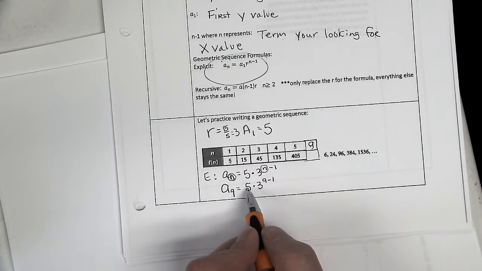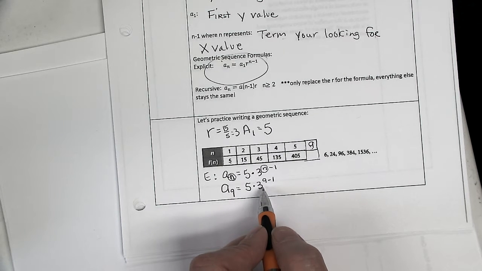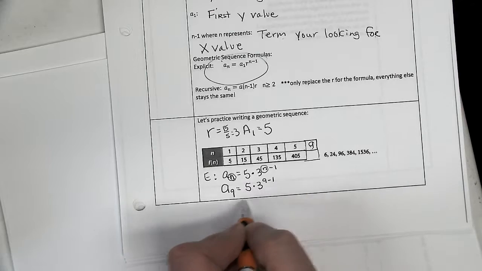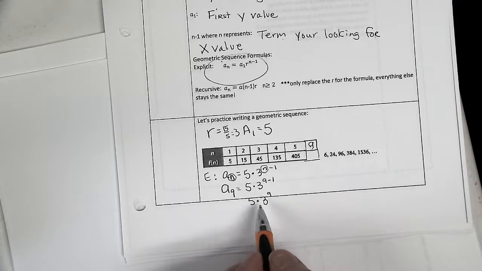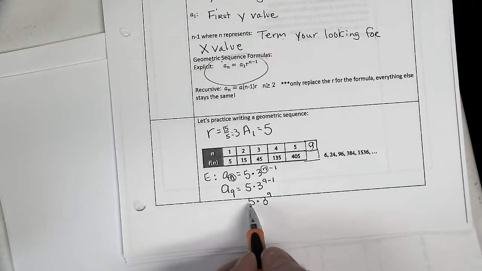3 to the 9th power times 5. Can somebody do it so I can get an answer written down? 9 minus 1. Thank you. 9 minus 1 is 8. Yeah, do that 8. Sorry, that way we can get the right answer. So 3 to the 8th power times 5. 3 to the 8th power, and then we're going to times that by 5.